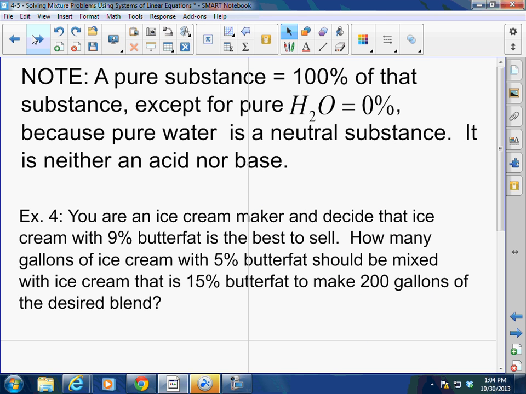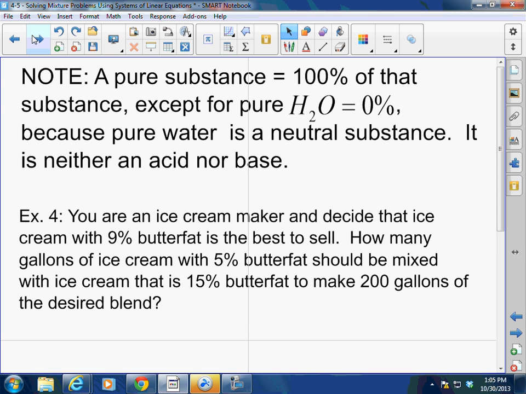Okay, before we start, guys, whenever they talk about a pure substance, please realize that it is 100% of that particular substance. Exception, water. H2O is neither an acid nor a base. So when they say pure H2O, it's as if you're adding nothing. It's 0% because it's neutral. That's good to know because it's going to come up later in the pike.